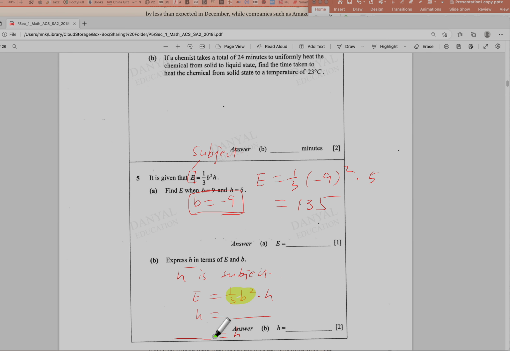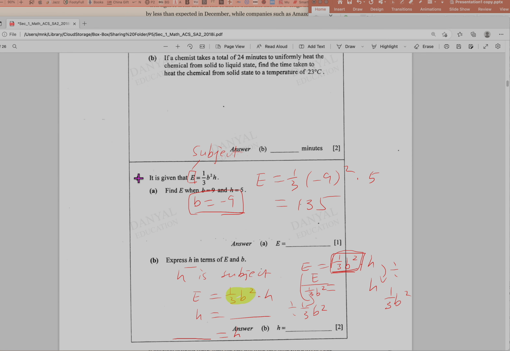How do you get rid of this? Very simple. Just, how do you get rid of this? So that you get h equals to something. So you just divide by this whole thing, right? You divide by this whole thing. So if you divide by this whole thing on the right hand side, you also need to divide by this whole thing on the left hand side. What do you get? So it's e divided by 1/3 b square. Does it make sense? Does it make sense? Yes.